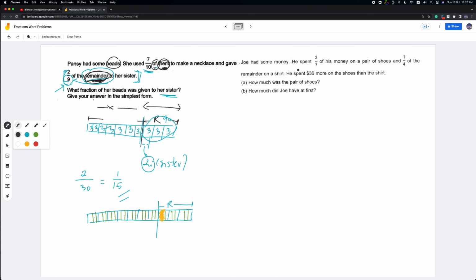Joe had some money. He spent 3/7 of his money on a pair of shoes and 1/4 of the remainder on a shirt. He spent $36 more on shoes than on shirt. So I see this straight away. Boom. I draw my bracket. I don't care about this remainder first. I change the shape here. I can change to square actually. So maybe I'll use this.